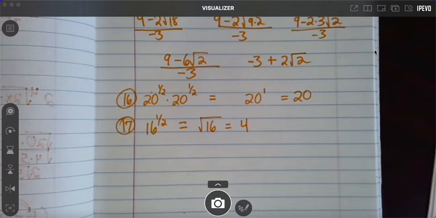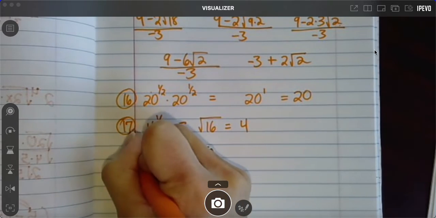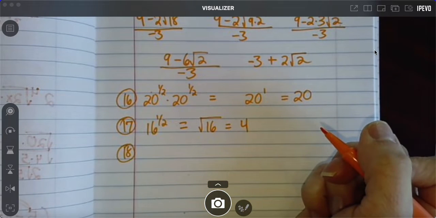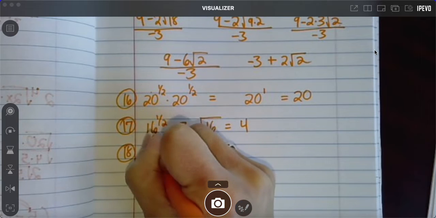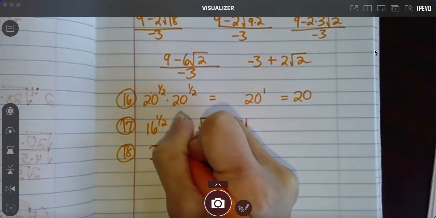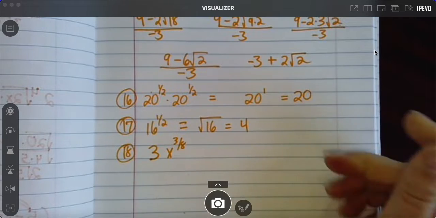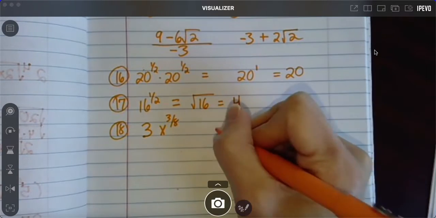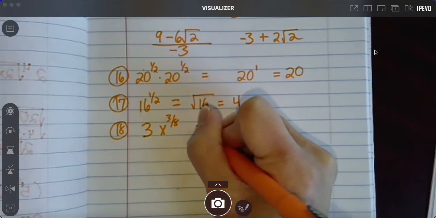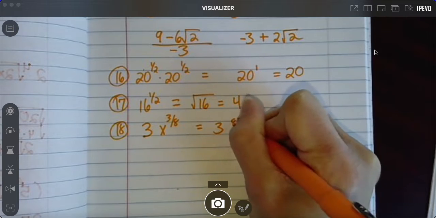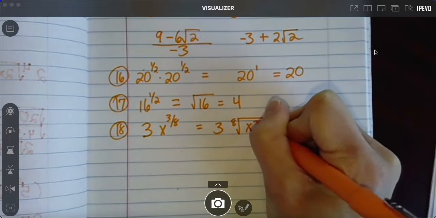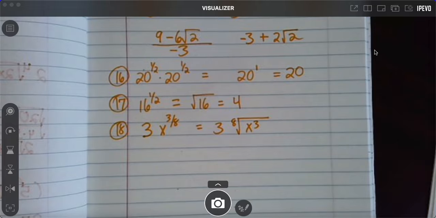All right, number 18. Is there one like this? Yeah, there's one like number 18. Write the exponential expression. We have a 3, and then our x is raised to the 3/8. So, what's our root? I'm just going to write my 3 down. 8. And then I have the 8th root of what? X to the 3rd. That's your answer for number 18.